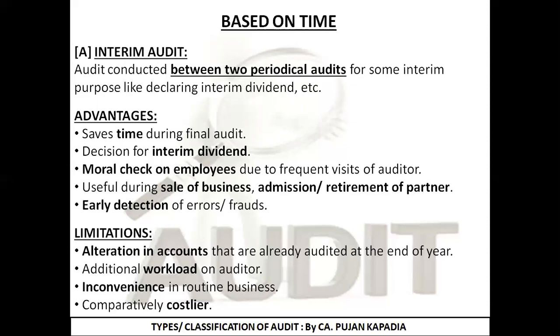So whenever I am going to conduct audit of the organization between 2 periodical audits, like for example, after the year ended 2019, I got my books of account audited. Again, I am going to audit the same after the end of year 2020. Now, if between 2019 and 2020, I am conducting audit, then such audit will be termed as interim audit. I hope you are getting this point. So whenever we get the books of accounts audited between 2 periodical audits, such kind of audit is known as interim audit.